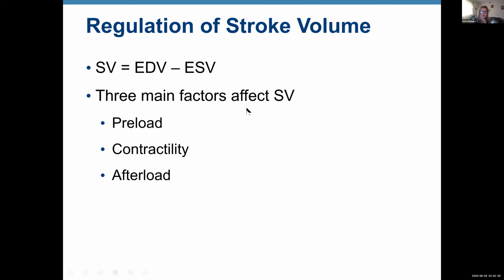So now, what factors affect stroke volume? Preload, how much blood returns to the ventricle; contractility, how strong your ventricle contracts; and afterload. The more blood you pump out, you increase the stroke volume. So afterload needs to be small, preload needs to be big, and contractility needs to be big. If we increase contractility, increase preload, and decrease afterload, we increase stroke volume, right? That makes sense?